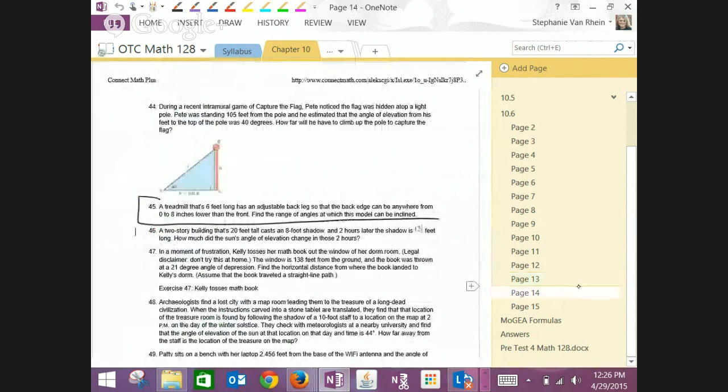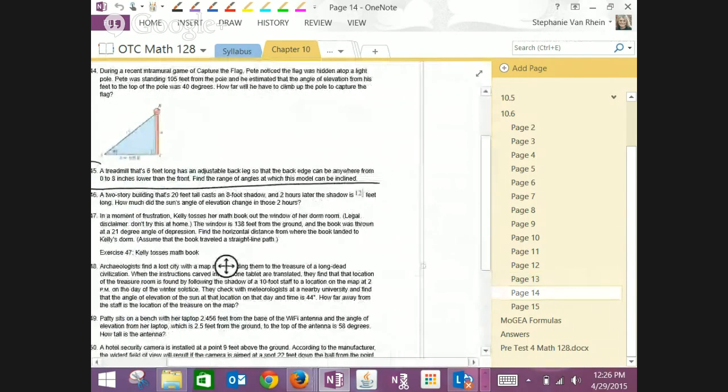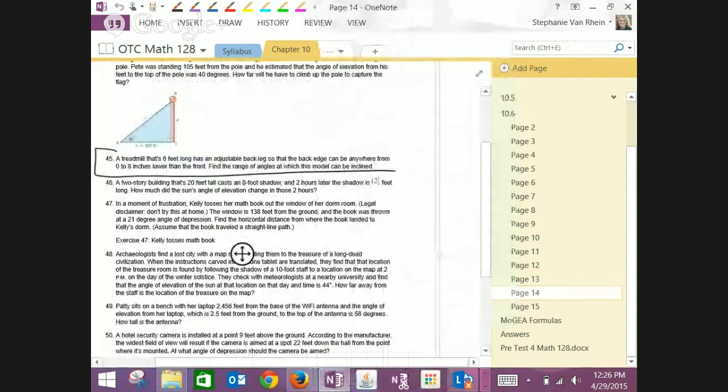And then the other question was number 45. We have a treadmill that is 6 feet long and has an adjustable back leg so that the edge can be anywhere between 0 to 8 inches lower than the front. So we have kind of this setup here. Find the range of angle at which this model can be inclined. It's 6 feet long, so this is 6 feet and this is 6 feet.